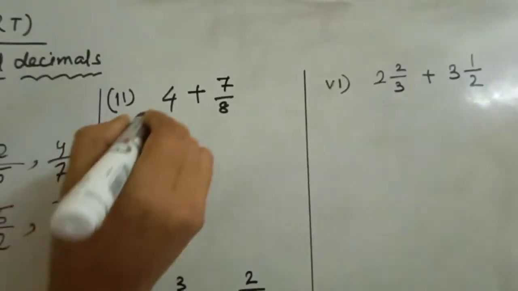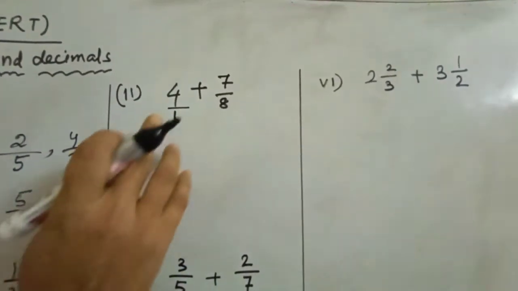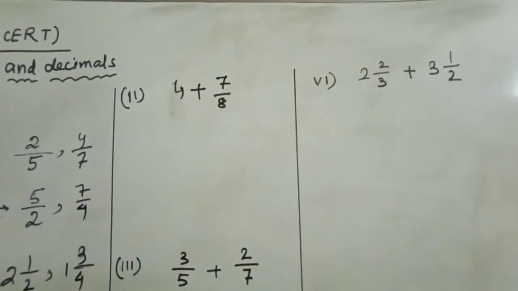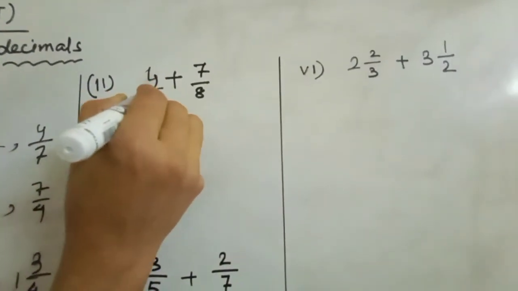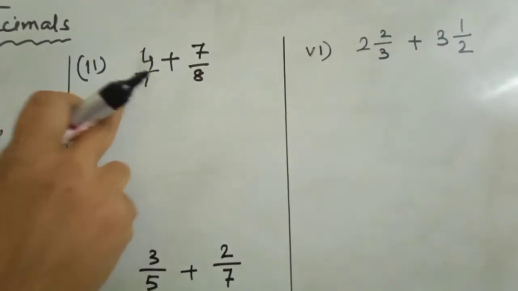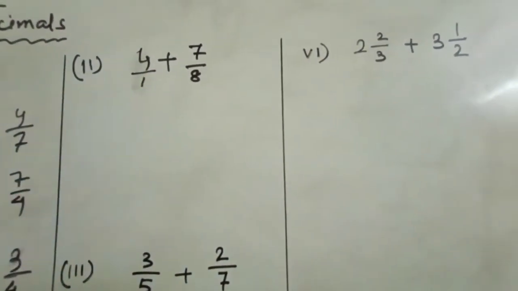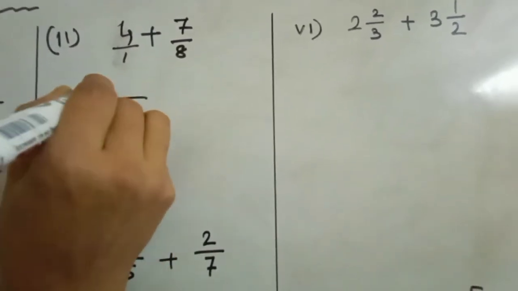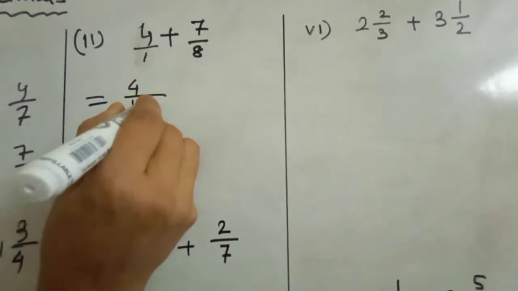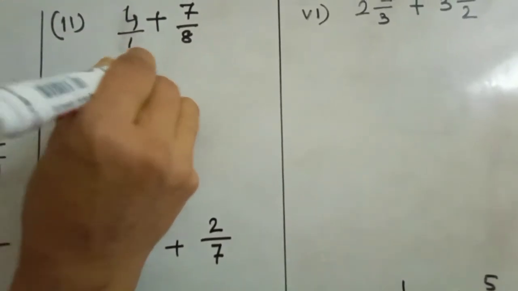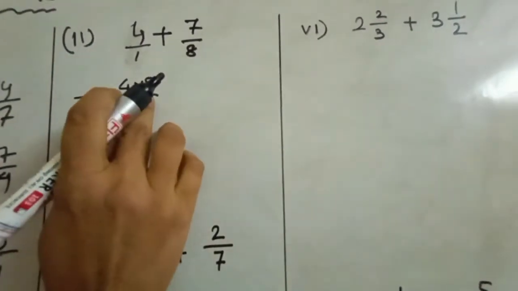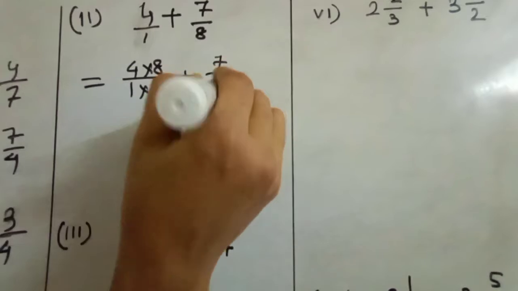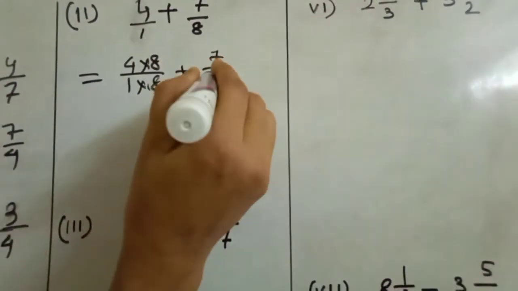The same way you can do here. The LCM of 1 and 4, 1 and 8. It was only the whole number 4. We can consider 1 is there. So what will be the LCM of 1 and 8? You know the LCM of 1 and 8 is 8. So make it 8. 4 by 1, you want to make it 8. So the numerator also multiply by the same number, plus 7 by 4, 7 by 8.